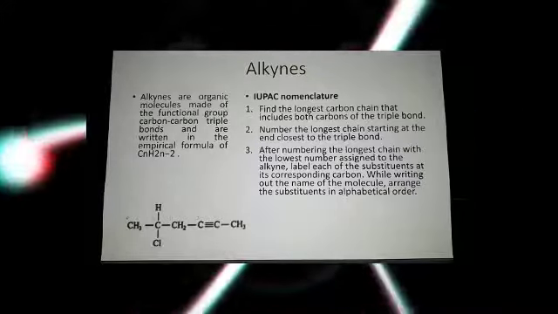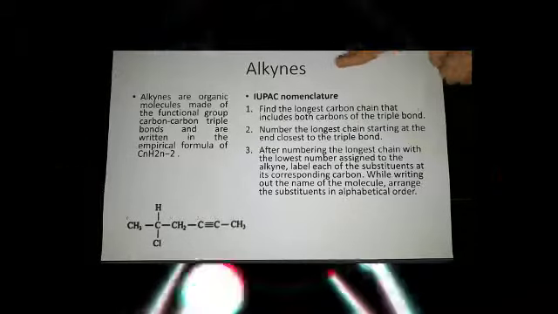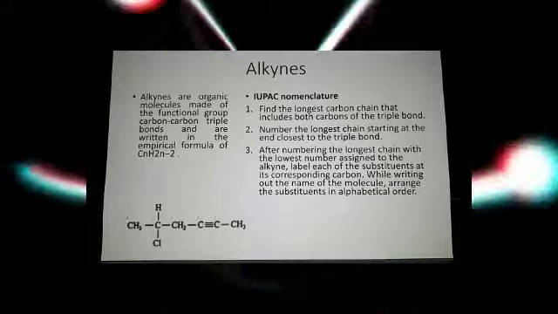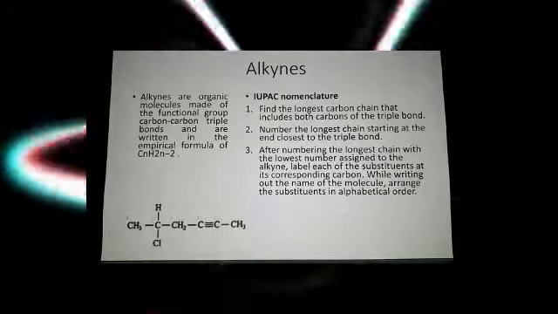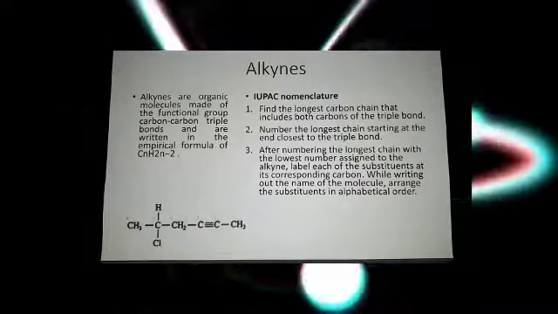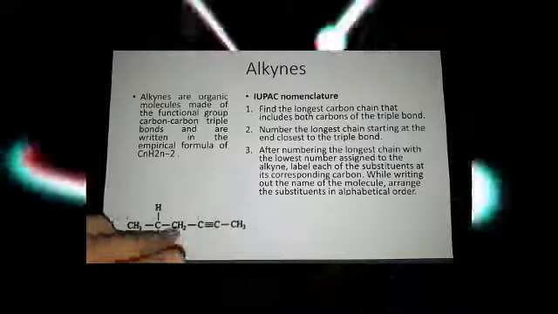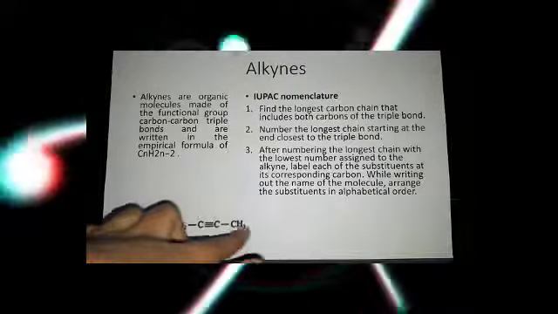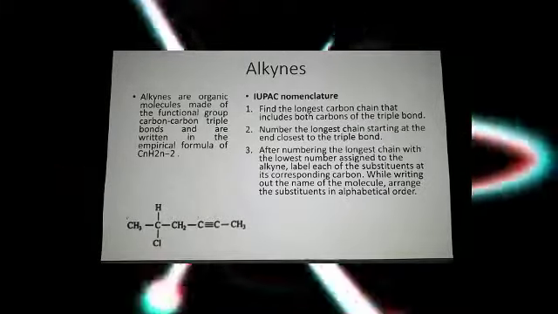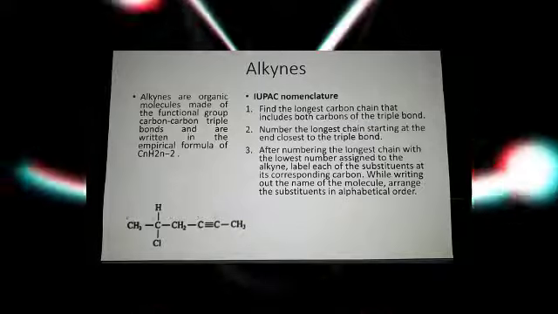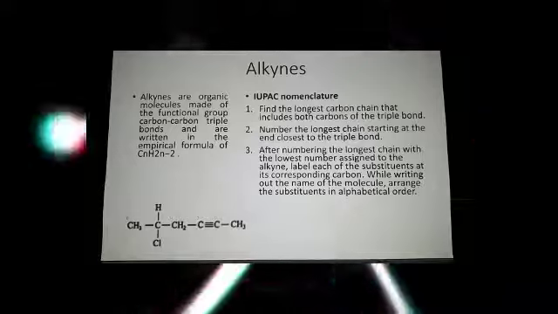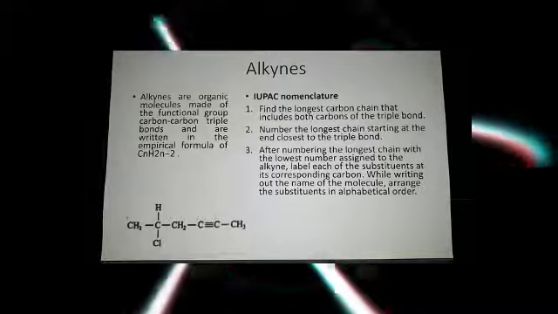To name alkynes, we normally use the IUPAC nomenclature. The first thing that we need to do is to find the longest carbon chain that includes both carbons of the triple bond. The second thing is to number the longest chain starting at the end closest to the triple bond. For example, here, the end nearest to the triple bond is this one, so we start numbering from here to here. After doing this, we have to find the substituents and label them. And after that, we just have to write the name of the molecule.